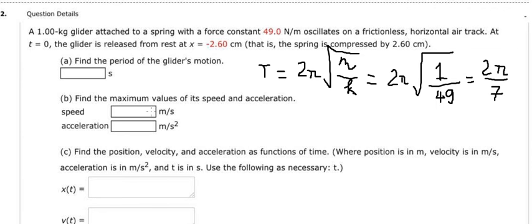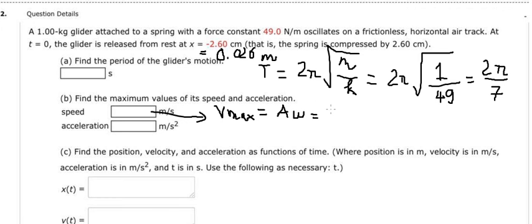So the next one, we want to calculate the maximum speed and the maximum acceleration. So we have v max equals capital A multiplied with omega. So we have A is about 2.6. We need to convert into meters. So we have 2.6 divided by 100. You got about 0.026 meters.